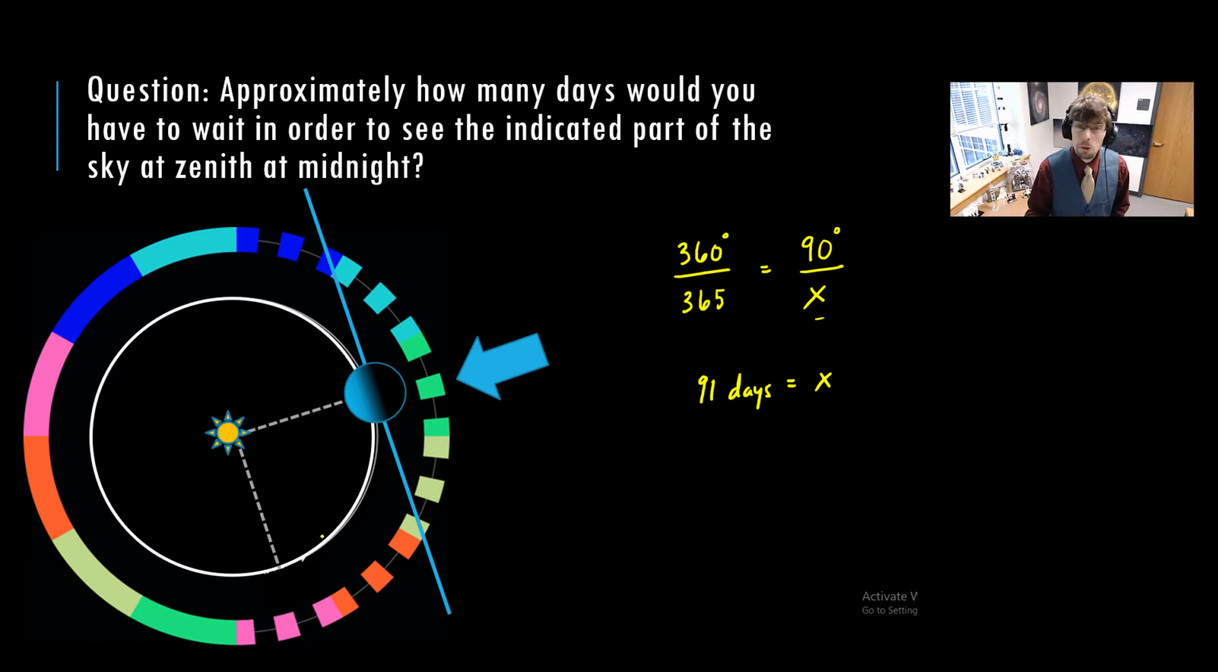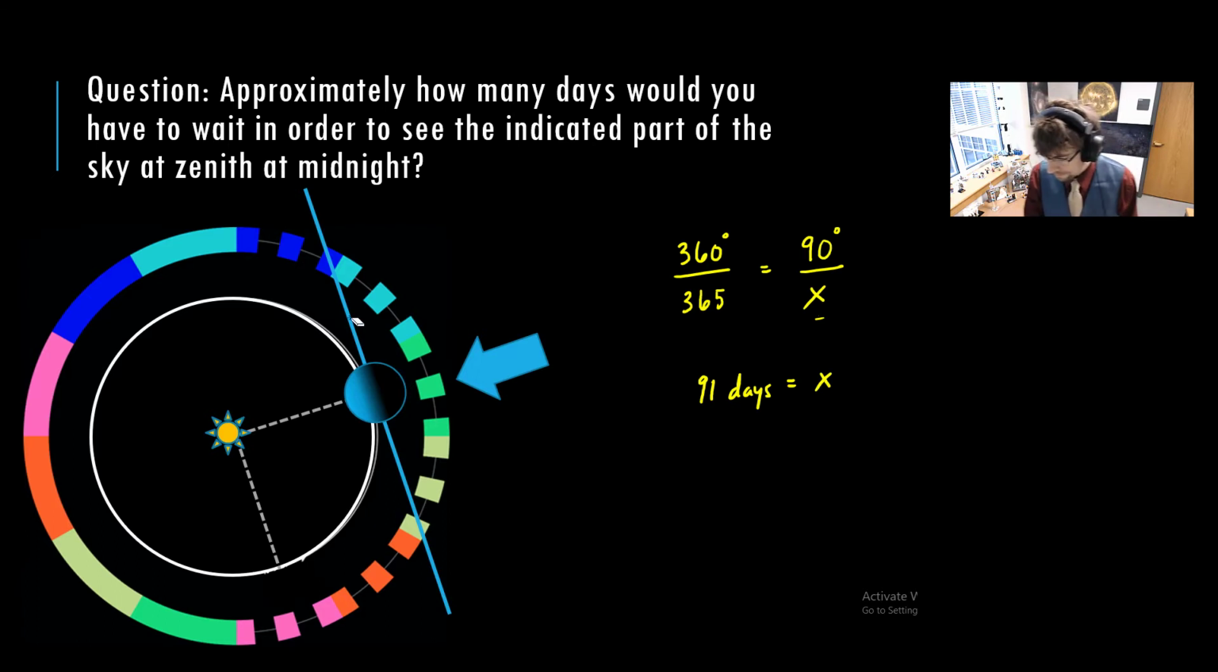Okay. So it'll take roughly 3 months until the dashed green portion of the sky is visible at zenith at midnight. Okay. So already we've got an idea about why the sky appears to change over the course of months. It is not due to the rotation of the Earth, but rather the orbit of the Earth.